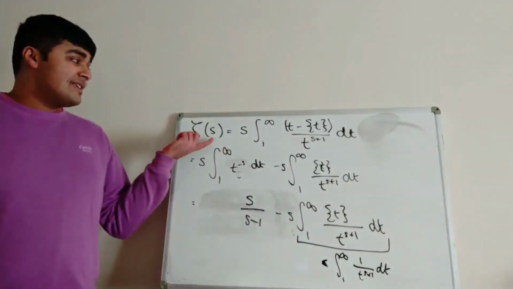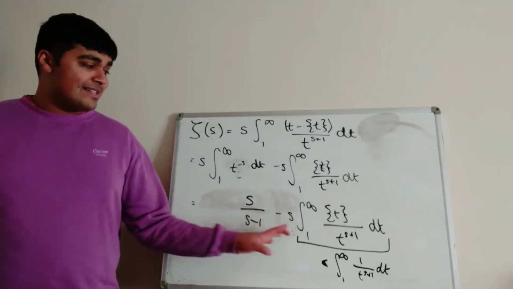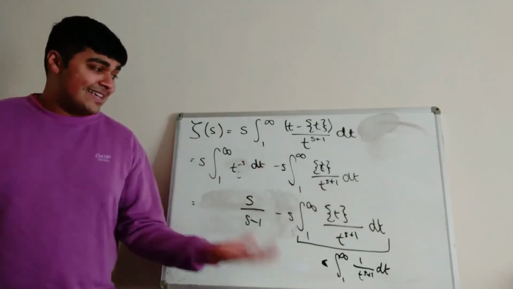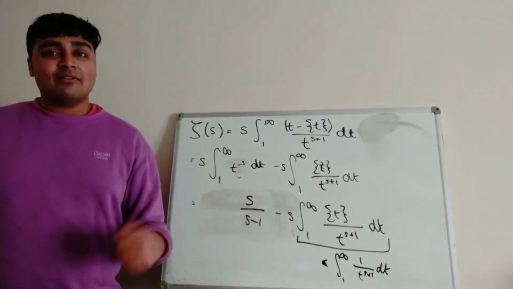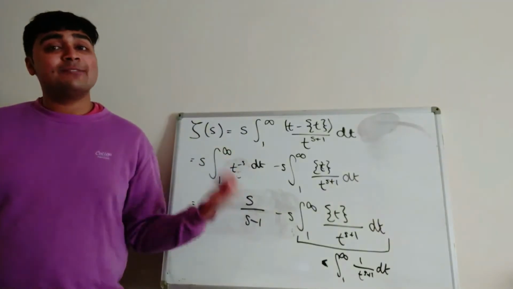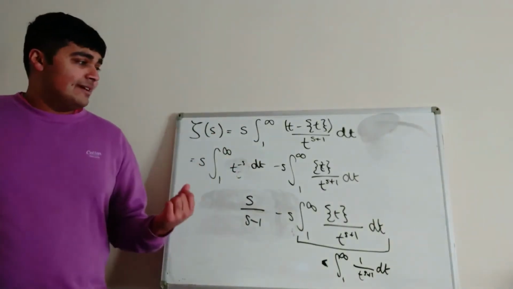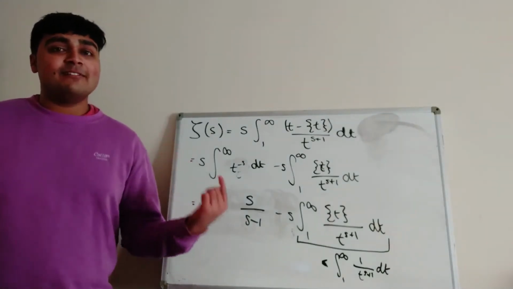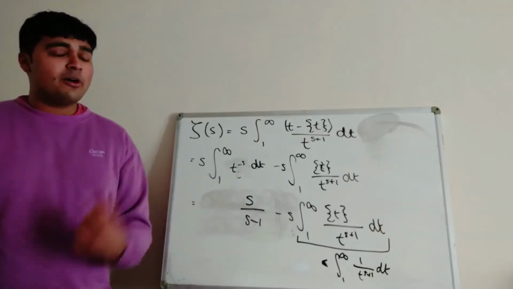So all of a sudden we've taken the zeta function and we found it as s divided by s minus 1 minus s times some integral, and this integral actually converges for real part of s bigger than 0, whereas before all we had was real part of s bigger than 1. So all of a sudden we've extended the domain of zeta. So we've now got zeta of s being defined for real part of s being bigger than 0, whereas before we only had real part of s bigger than 1.